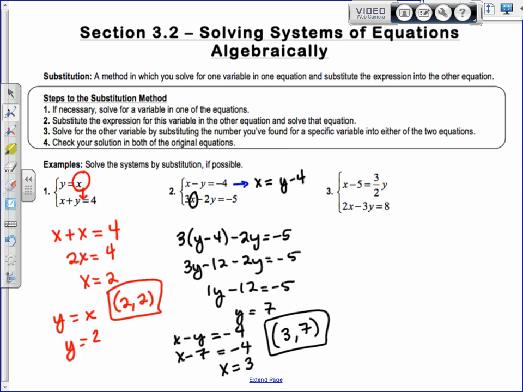Always write it as a point in the end. It makes it really easy for me to grade. If I'm searching for your x and y, I just get angry. You don't want me angry when I'm grading your homework.